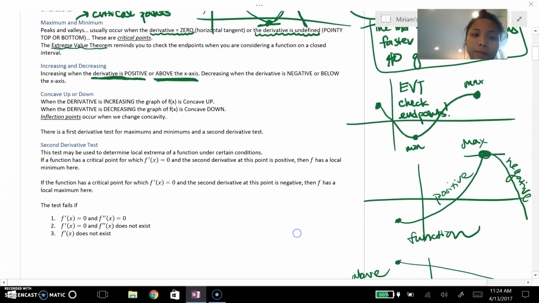Okay, those are just some reminders. So a quick reminder, there is a first derivative test. Also, there's a second derivative test, okay? We're going to go into the second derivative test.